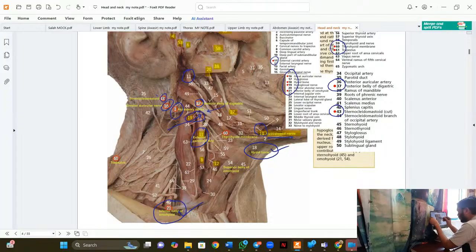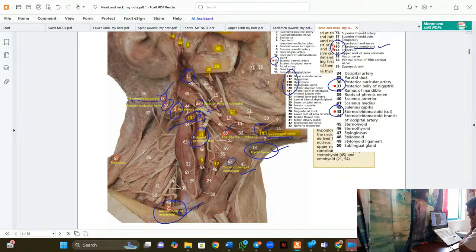Sternocleidomastoid here. 54? 54 will be inferior, superior belly of omohyoid. 60? It is something thyroid cartilage maybe. Thyroid membrane. 60 thyroid membrane. Okay. Thyrohyoid membrane.